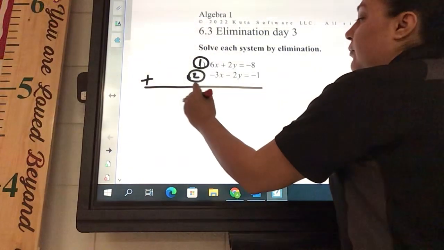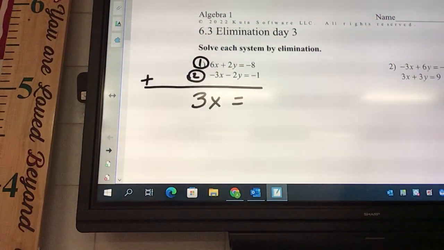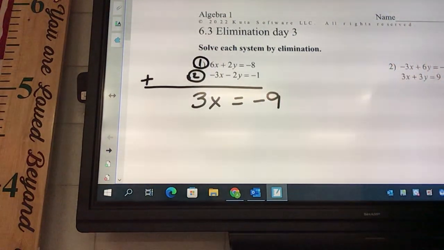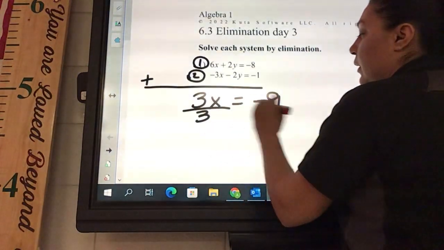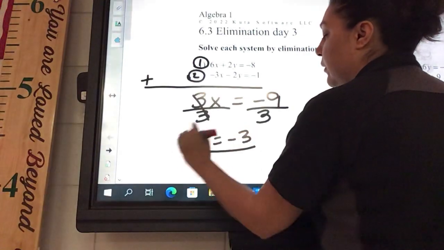3x. Okay, the y's cancel. Negative 8 plus negative 1. Negative 9. Okay, and then we're going to divide by 3. So we get x equals negative 3.